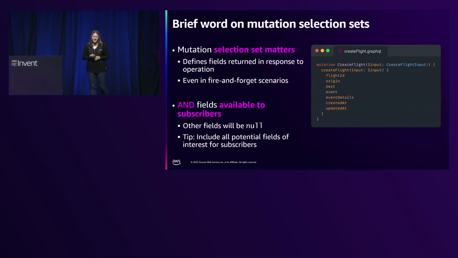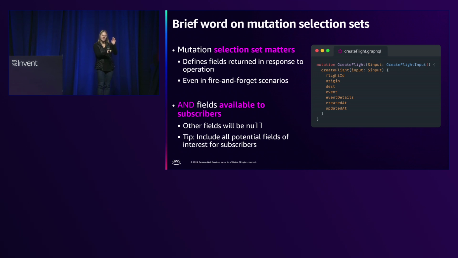I mentioned before that there are some tripping hazards with this approach, and so I'll say a brief word on mutation selection sets. If you're not familiar, selection sets are specific to GraphQL, and these are essentially what gives GraphQL its power, because it lets the client decide what information it wants back from the request that it's making. So I go ahead and make a mutation.